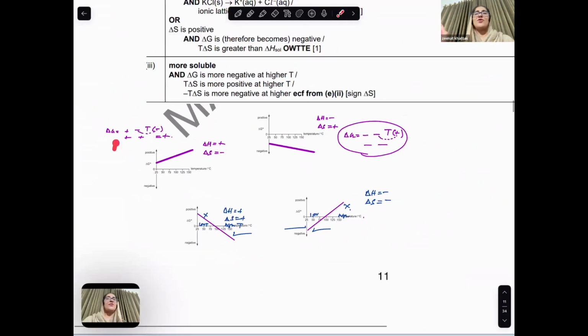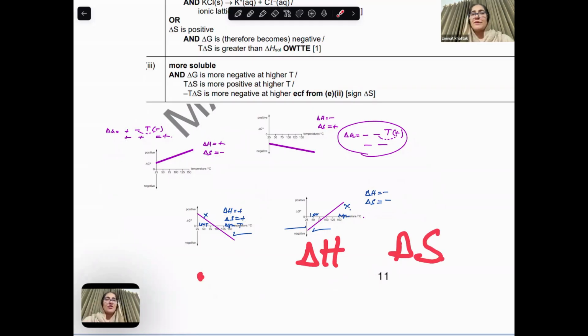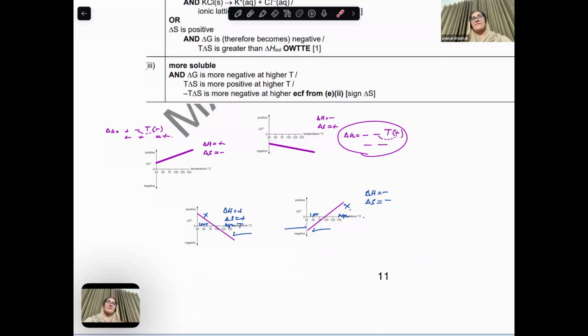So we have these 4 situations, right? At the end: if delta H is positive and delta S negative, not spontaneous; negative and positive, always spontaneous; both positive, spontaneous at high temperature; both negative, spontaneous at low temperature. And at the end, you can find the temperature. If you know delta H and you know delta S, assume delta G is 0, so 0 equals delta H minus T delta S over 1000. Right? Your chapter is over. Do the practice.